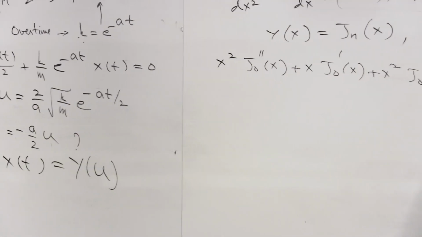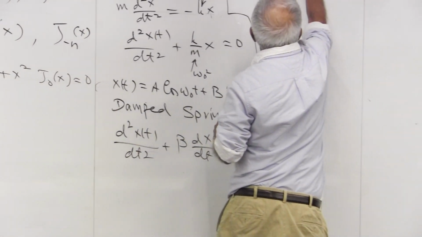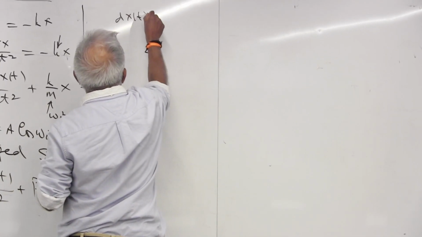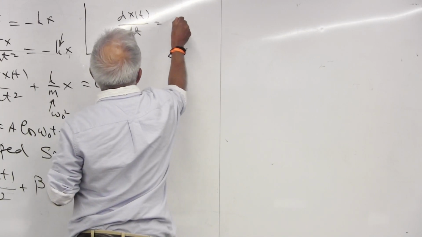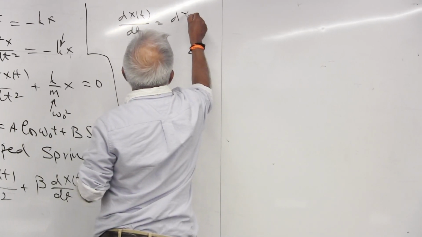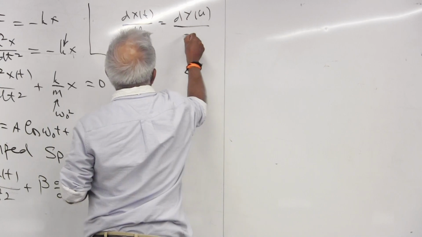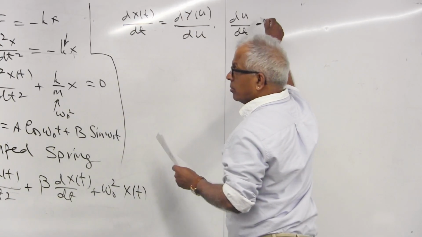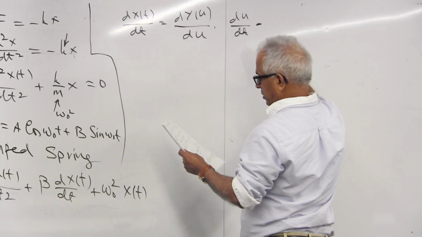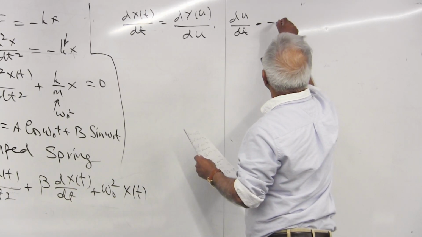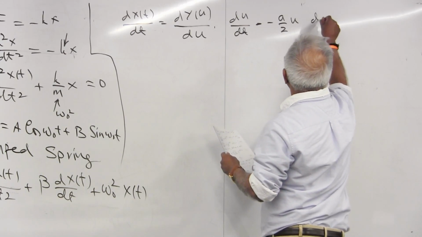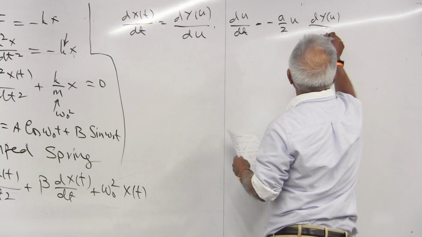So x(t) is y(u). So we want dx(t) by dt and its derivative. So that's dy(u) by du and du by dt. For du by dt we have minus a by 2 u. So that's minus a by 2 u dy(u) by du.